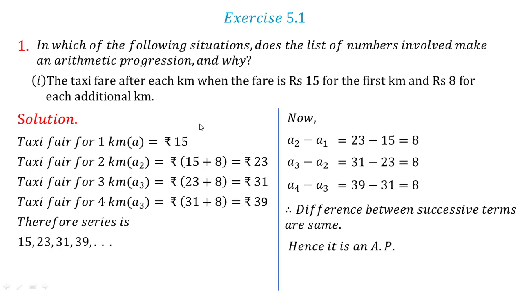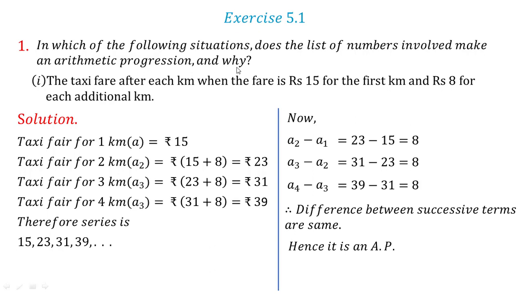Okay, now let us see some problems from the exercise. You can first try yourself and then see the solution. You can pause the video here, solve the problem and then check. Rather, I will say sit with the textbook and solve from the textbook first. So here the first problem is a taxi fare. Here the question is, in which of the following situations does the list of numbers involved make an arithmetic progression and why?